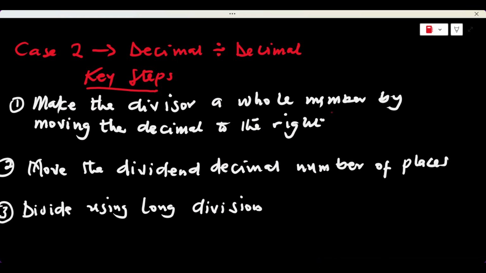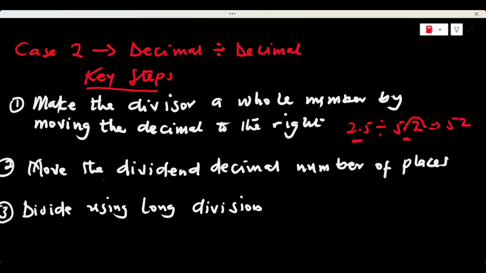So if you have 2.5 divided by 5.2, this is the dividend. This is the divisor. So they said the first thing is make the divisor a whole number. And by doing that, you move the decimal to the right. So you stand here, you move it to the right, giving you what? The divisor here to be 52. I hope that is clear.